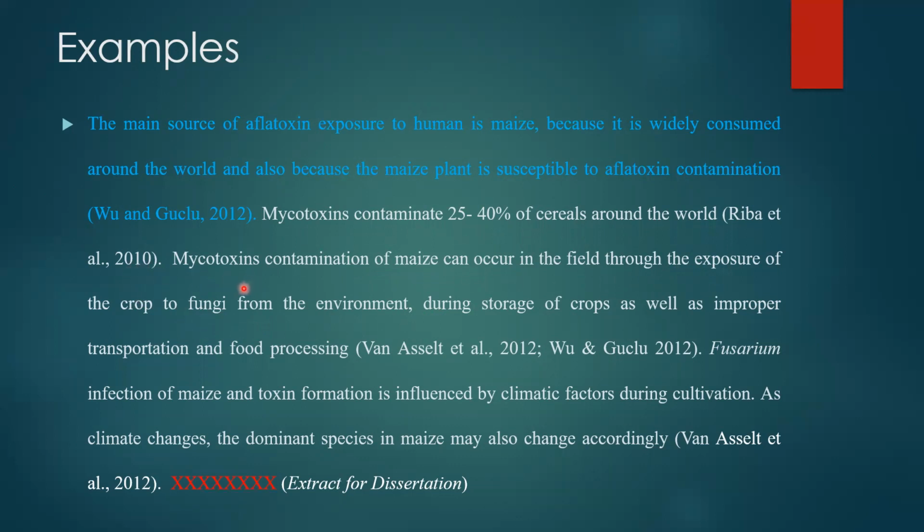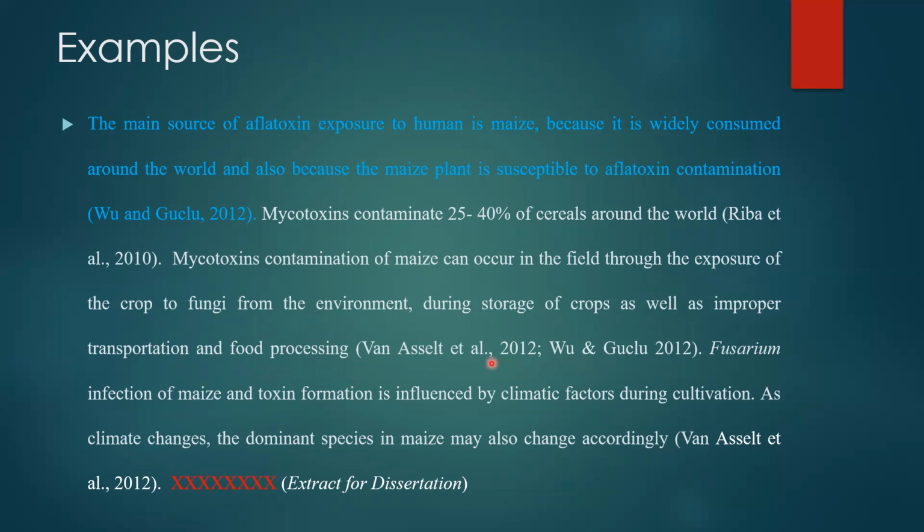Then you move forward to see that mycotoxin contamination of maize can occur in the field. So it's further explaining how the evidence supports the point. It's saying mycotoxin contamination of maize can occur in the field through the exposure of crops to fungi from the environment, poor storage of crops, as well as improper transportation and food processing. So he's further explaining how the point supports the evidence.